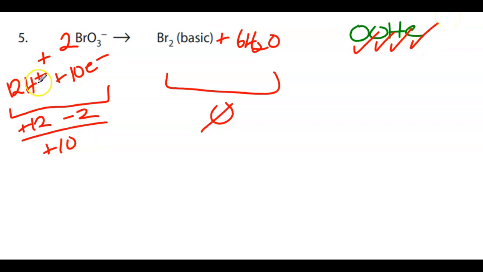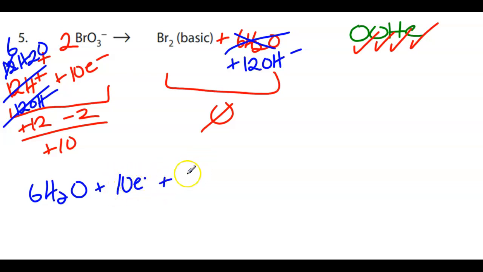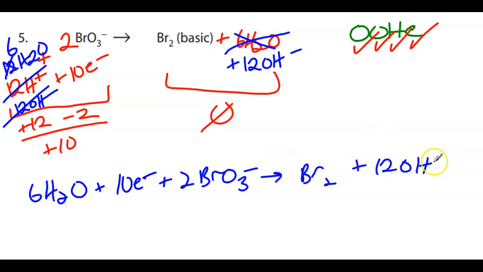So this is where the basic part comes in. The number of hydrogens we added, we're going to add the same number of hydroxides to both sides. So 12 OH on each side, which means now we would have 12 waters, and then 6 waters can cancel out with 6 waters, right? So you just have whatever's remaining. So our final answer should be 6 waters plus 10 electrons plus 2 BrO3 making Br2 plus 12 hydroxide.